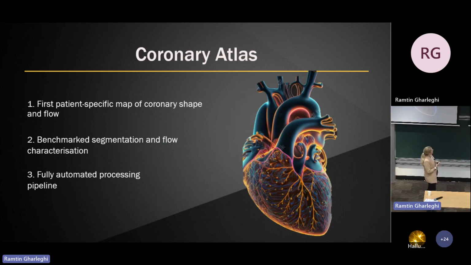So with this work, it's the first comprehensive consideration in the context of a population of the coronary anatomy and blood flow. We have benchmarked segmentation as well as flow characterization and a fully automated pipeline for processing, which Ramtin is going to dive into a little bit more just now.